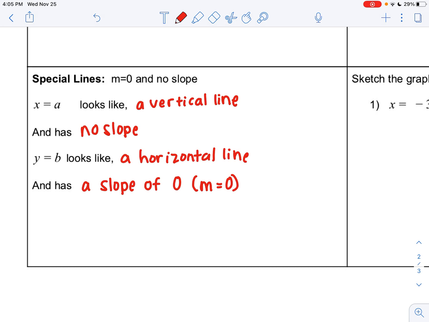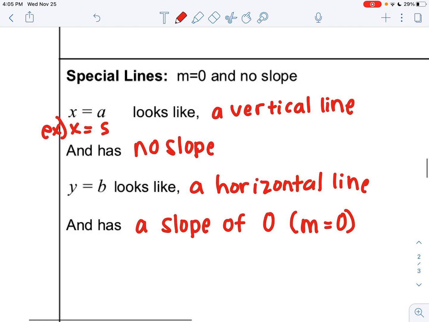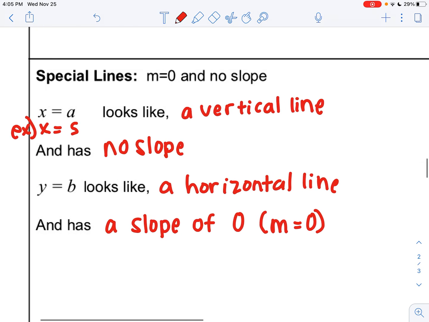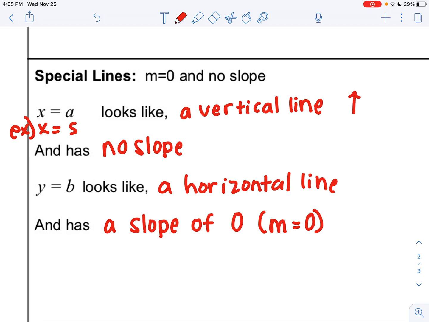So when you have x equals a number, and a stands for any number. So like, let's say, for example, x equals 5. We'll put an example here so you can have some real numbers there. When x equals 5, it's going to look like a vertical line. Now remember, a vertical line looks like this. Okay? And this has no slope.